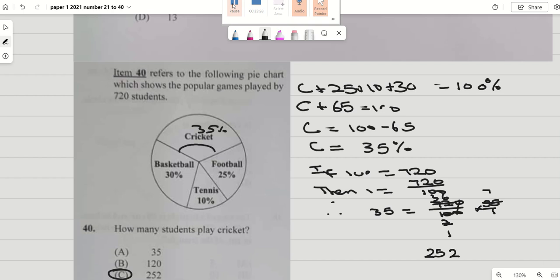All right, and that is the end of January 2021, numbers 21 to 40.